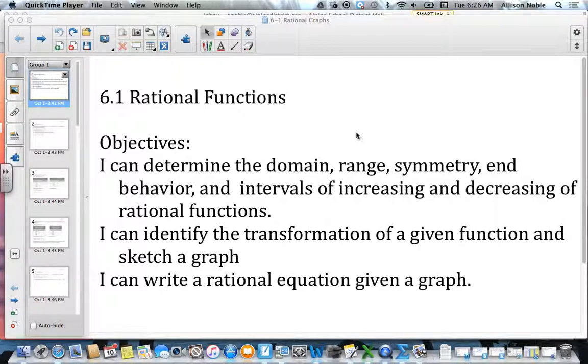This video might come in two parts. It depends how long it takes me. So we also wanted to determine transformation so we can sketch graphs without graphing them in your calculator. So we are trying to write equations of a given graph and graph rational functions without a calculator today.